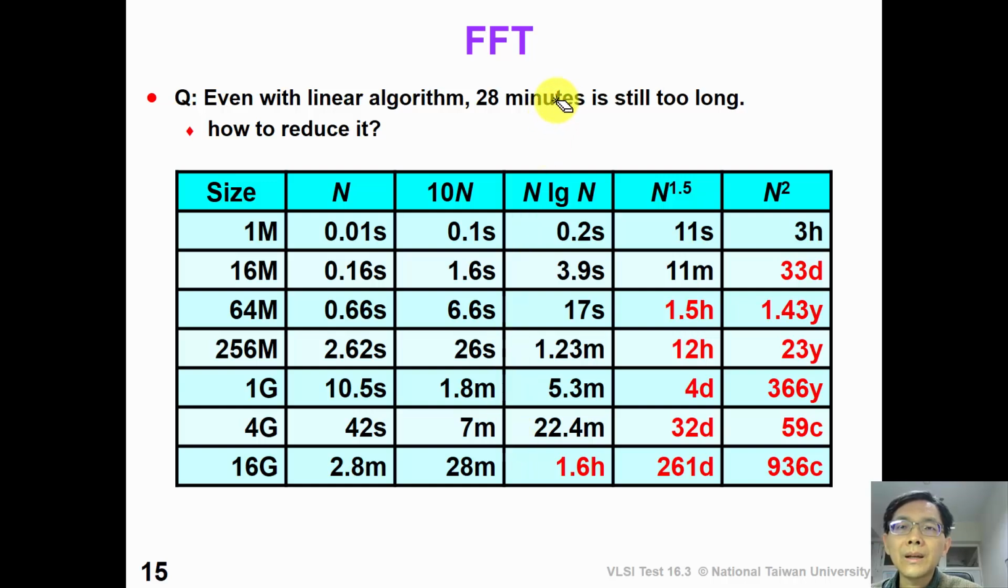Finally, before we end this talk, I have a question for you. For a 16 gigabit memory, it still takes 28 minutes to finish the March C minus algorithm, which is still too long. Do you have any better idea to reduce the test time?